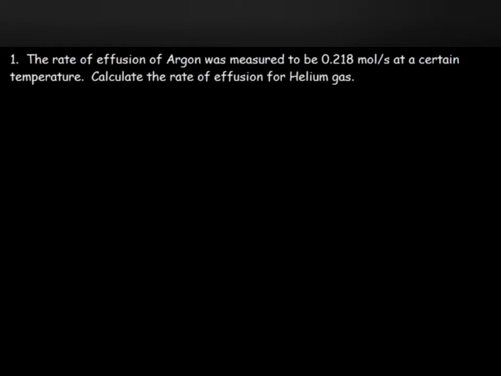Number 1, the rate of diffusion of argon was measured to be 0.218 moles per second at a certain temperature. Calculate the rate of diffusion for helium gas. Now, according to Graham's law of diffusion, the rate of diffusion is inversely related to the square root of the molar mass of a gas. So as the molar mass of a gas increases, the rate of diffusion decreases. Now this makes sense: heavy gas molecules move slower and lighter gas molecules move faster.